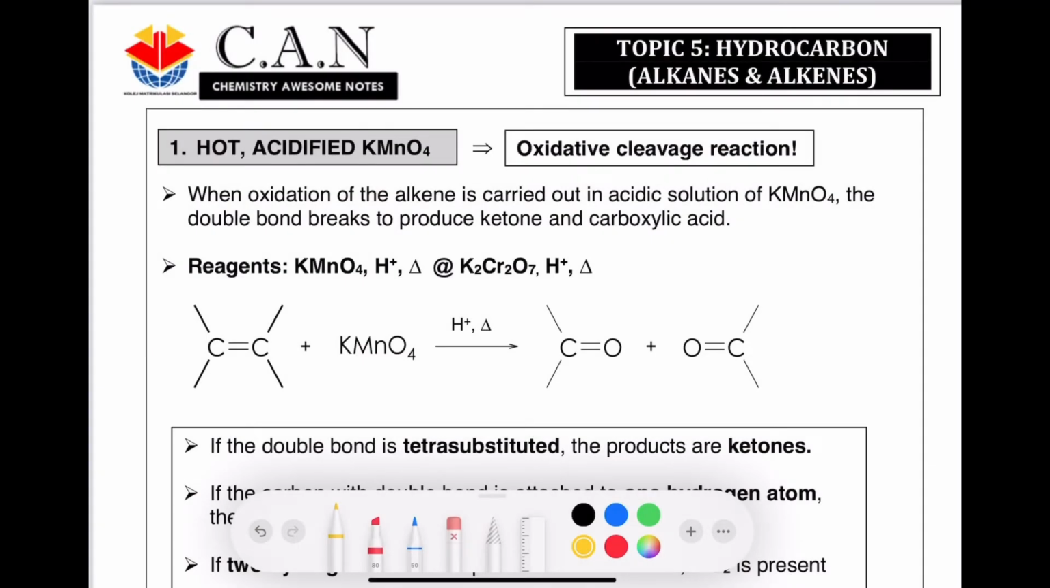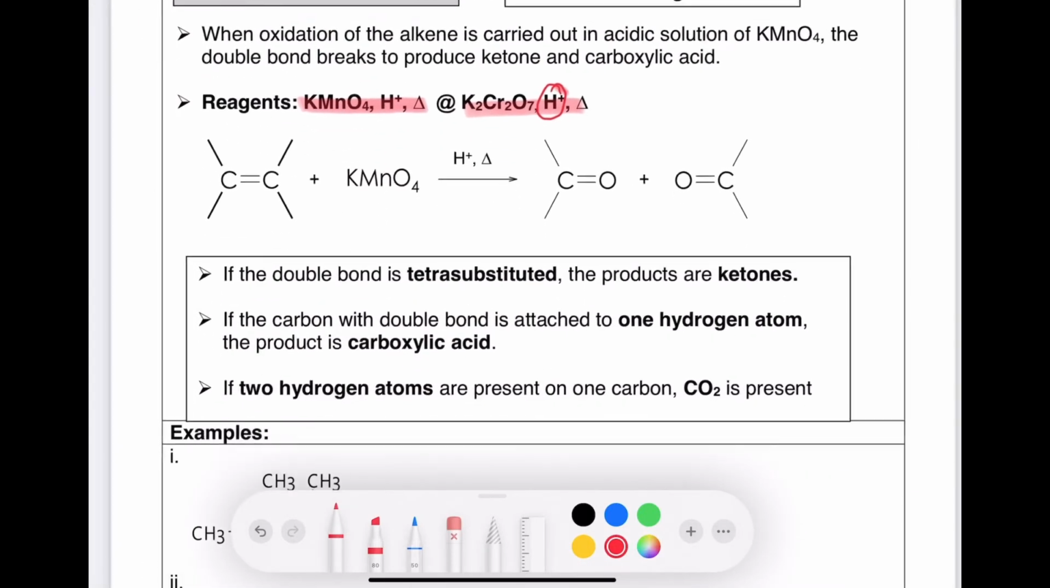Now let's take a look at the second oxidative cleavage reaction. This time we are going to react this alkene with acidified potassium permanganate, and we have to heat it. So you can use two reagents. Either you use acidified potassium permanganate or acidified potassium dichromate. This is why I keep saying acidified, because the potassium dichromate or potassium permanganate is being added with acid. So what will actually happen here?